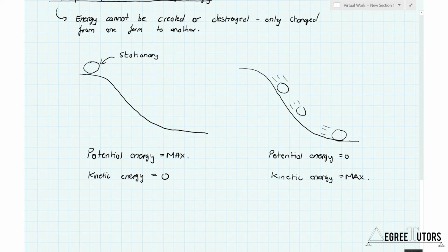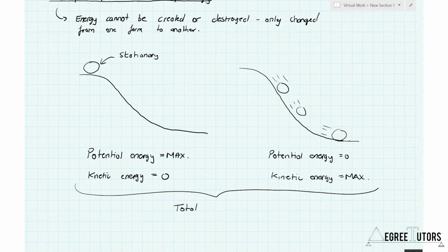Okay, so the key thing here, we've kind of labored the point a little bit, but the key thing here is the overall energy state for the ball has not changed. So the total energy remains unchanged. All we've done is transferred the energy from one form to another. And that essentially is the principle of conservation of energy. We can't create or destroy energy. All we're doing is changing it from one form to another. So the total energy remains unchanged.